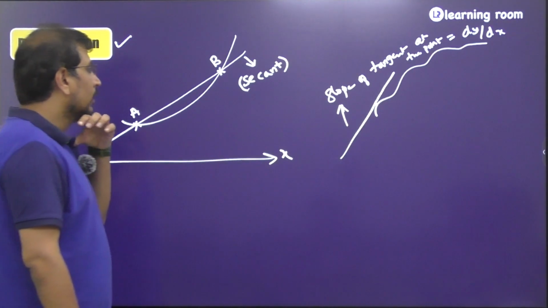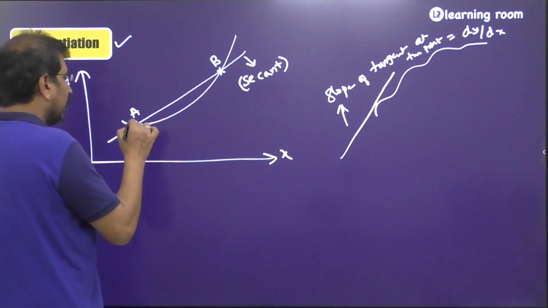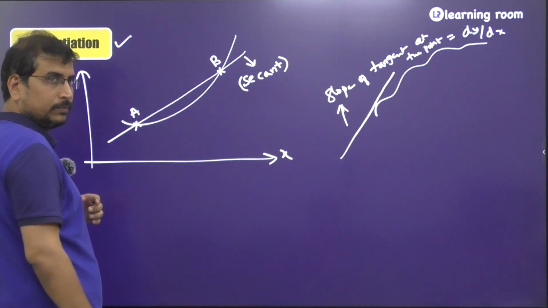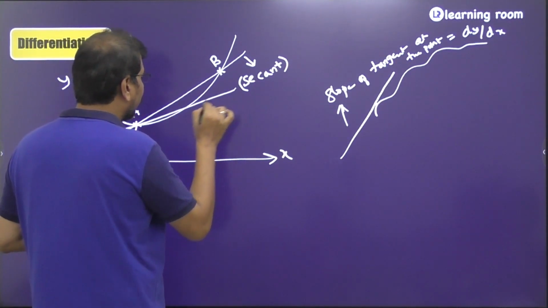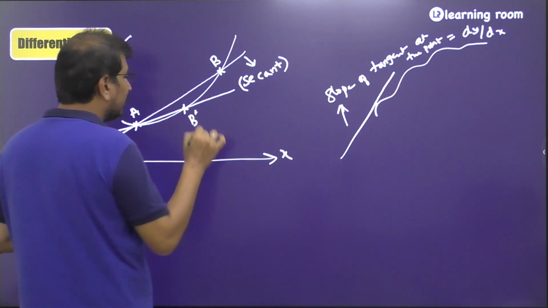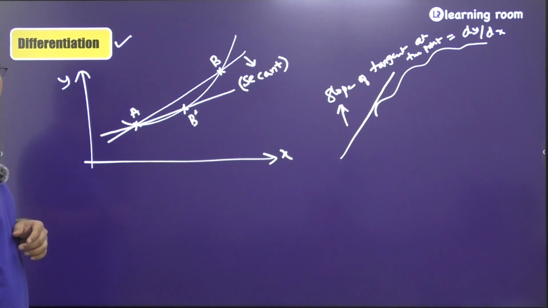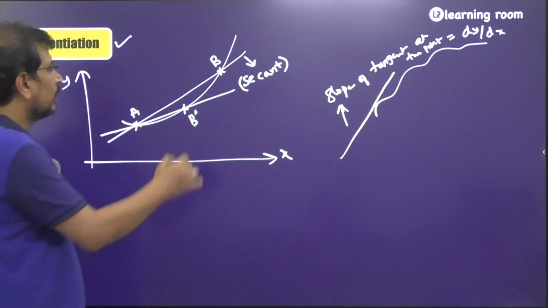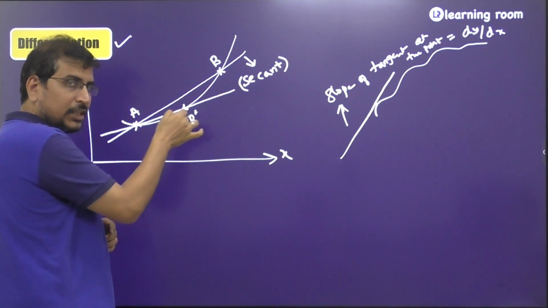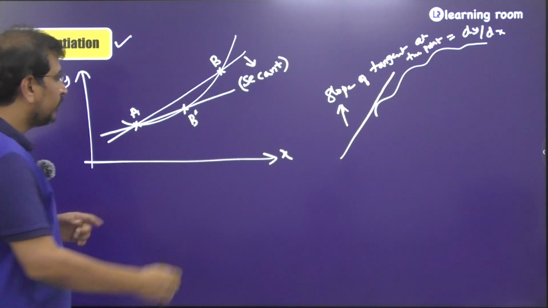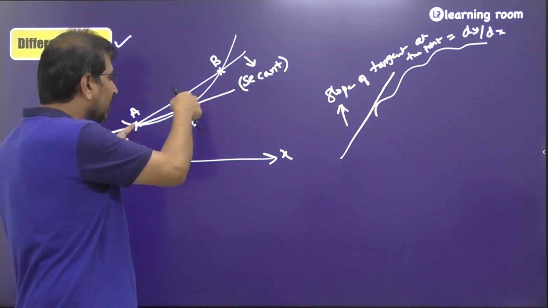Now, if I keep this point fixed, what I'm going to do is draw another line in this way. Let me call this B dash. Now what has happened? This point B has traveled towards B dash in this direction. Are you able to see that the distance between them has decreased?